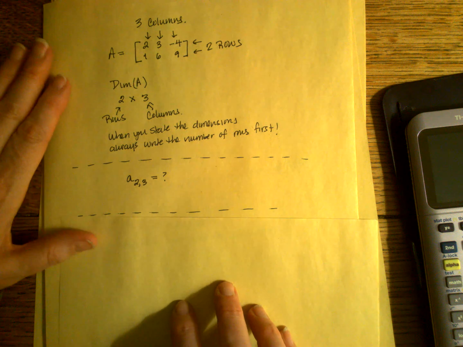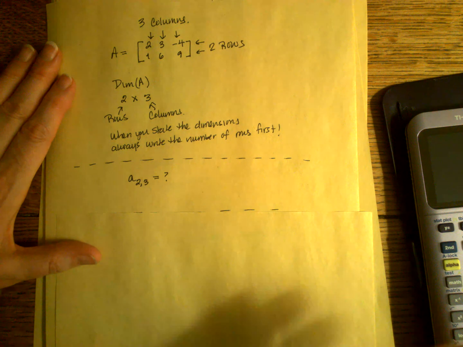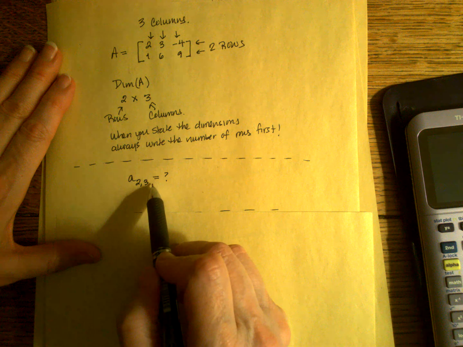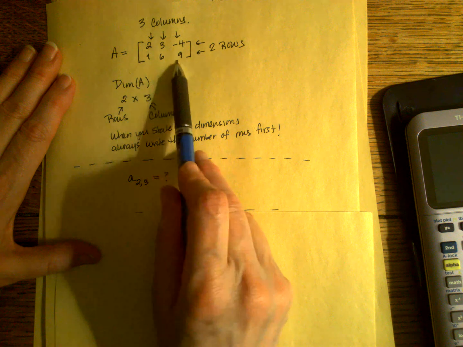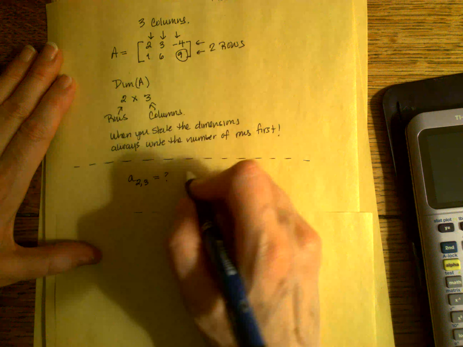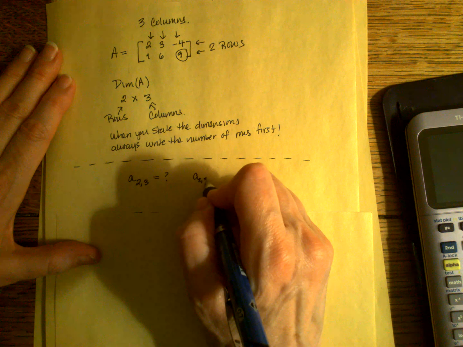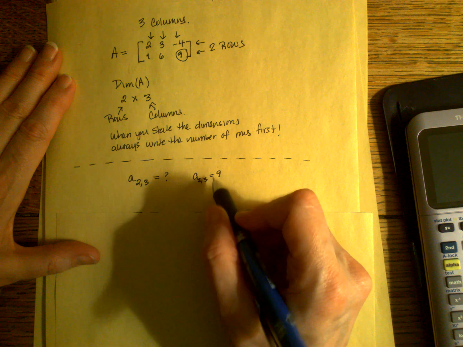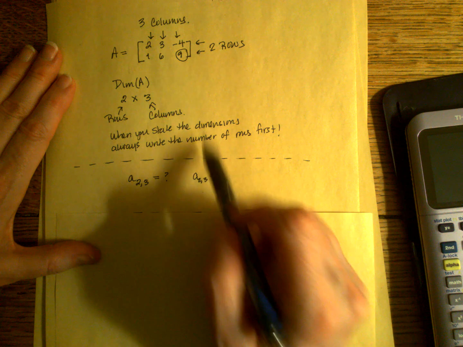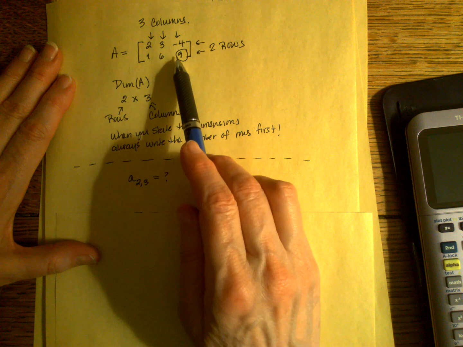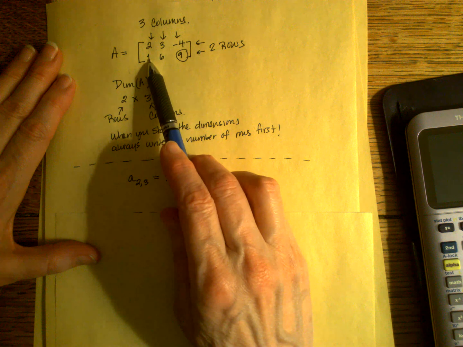So here, if I'm talking about little a and I put 2, 3, what that means is the entry in the second row and in the third column, and that would be the 9 right here. So a sub 2, 3 is equal to 9. Sometimes you see it with a comma and sometimes you don't. If this were matrix C, this would be C, comma, 2, 1.